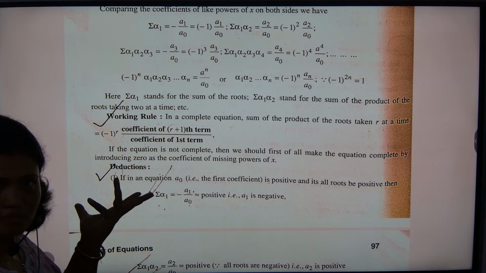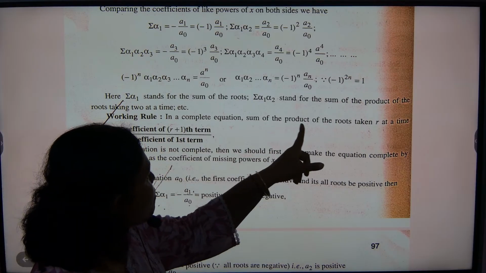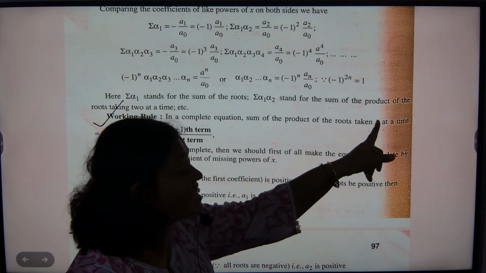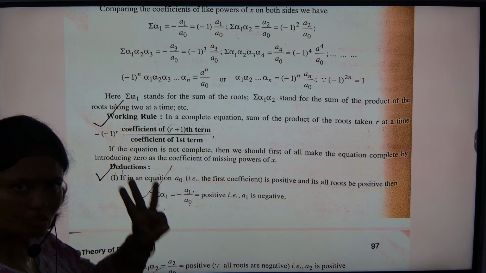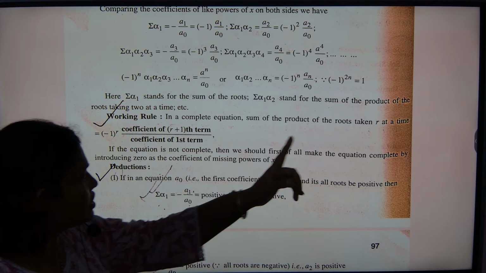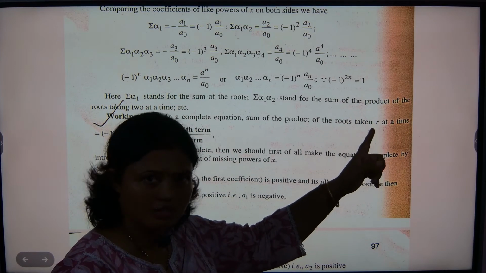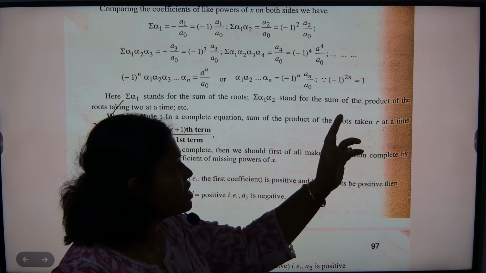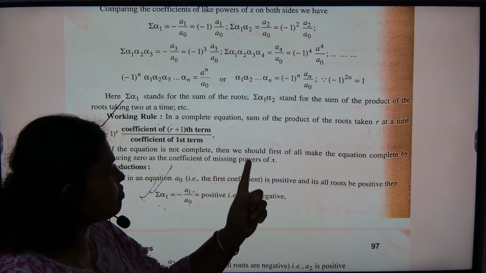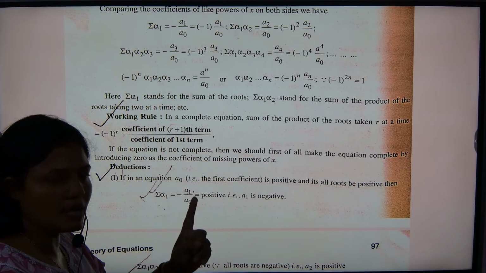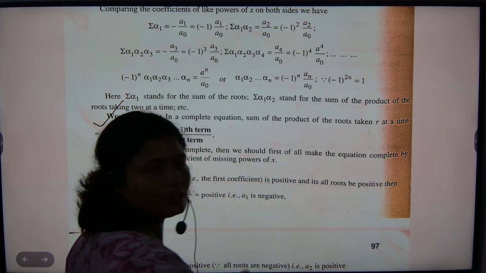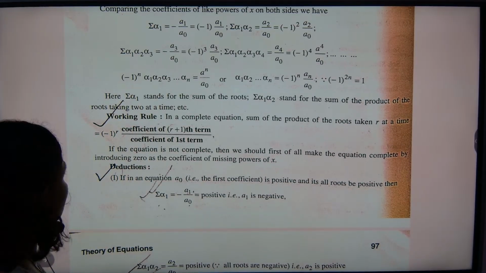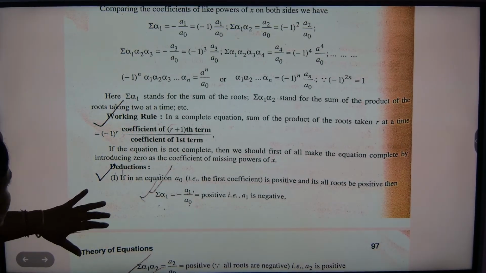It is the same, right? So the sum of products of roots taken r at a time: 2 product, 3 product, 4 product. That means r will change. If it is alpha 1 alpha 2 plus alpha 2 alpha 3 like that, two at a time, then r will be 2. Go through like that. Okay, done.